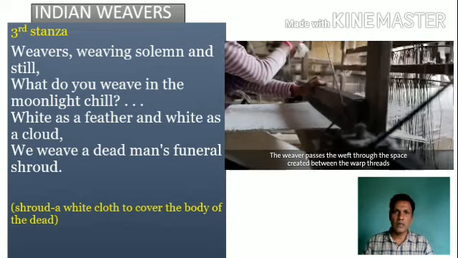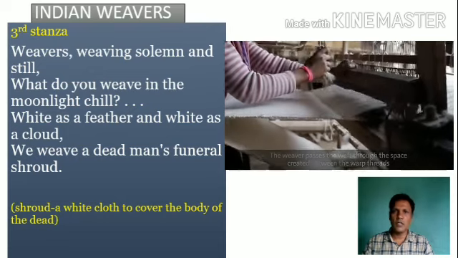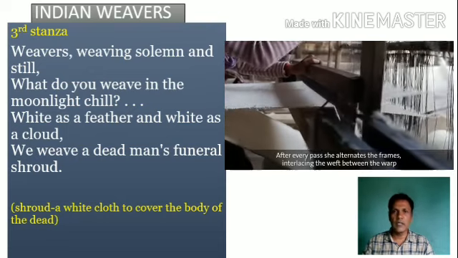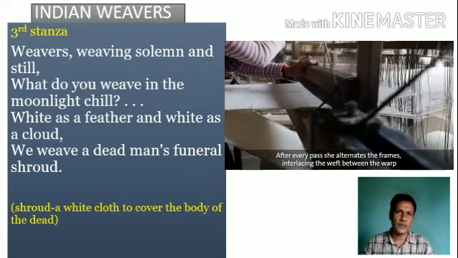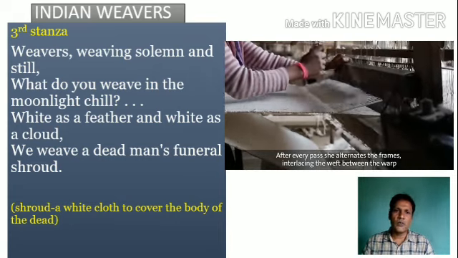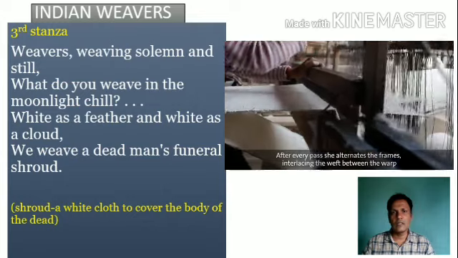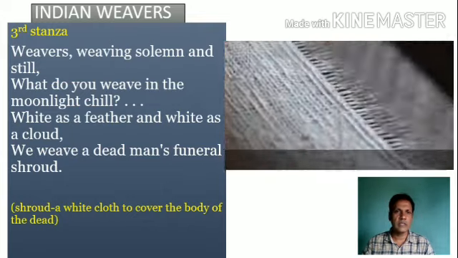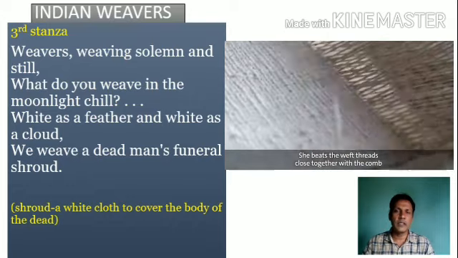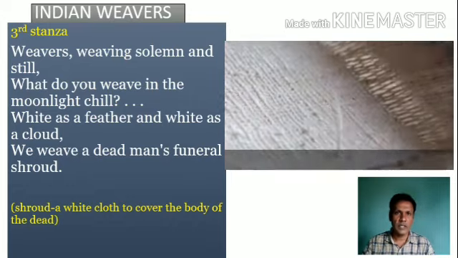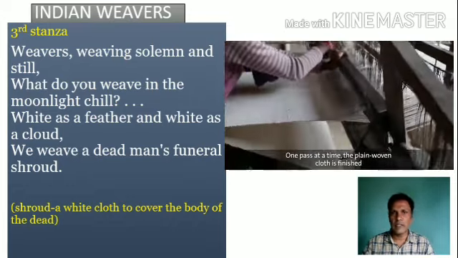And at this time, the mood of the weavers is not good. It means that the mood of the weavers is quite unhappy. They are looking sorrowful. They are looking solemn. Solemn means serious mood. And at this time, they are weaving the white shroud.